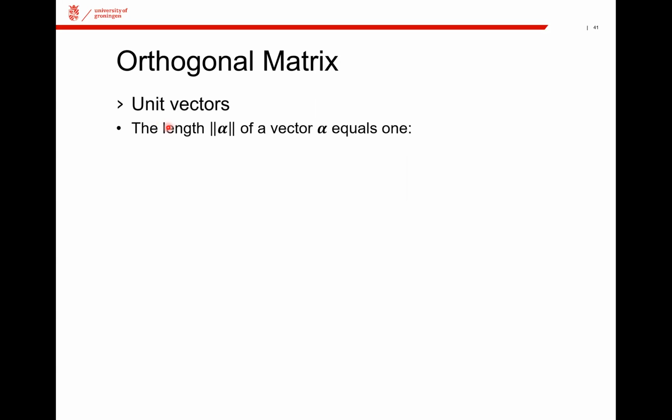And then the unit vectors. If the length of a vector alpha equals 1, then this vector is a unit vector.